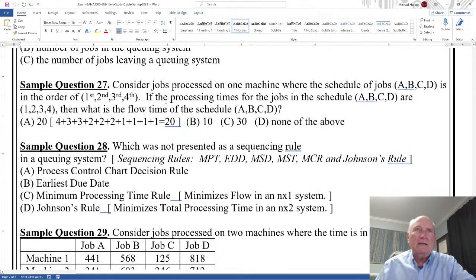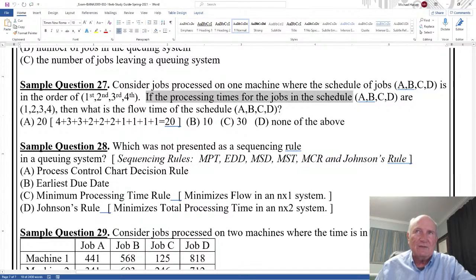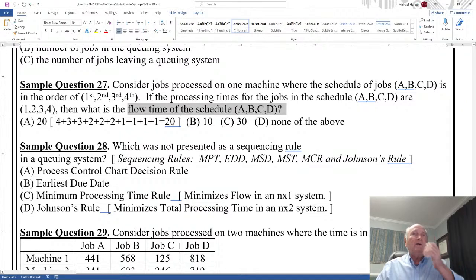Okay. Now 27, consider the jobs processed on one machine where the schedule of jobs A, B, C, D is in the order 1, 2, 3, 4, or first, second, third, fourth. If the processing times for the jobs in the schedule A, B, C, D are 1, 2, 3, 4, then what is the flow time of the schedule A, B, C, D? Okay, now, if you remember, it's cumulative. It's a cumulative processing time. Well, this is the first job, that's the second job, third and fourth.